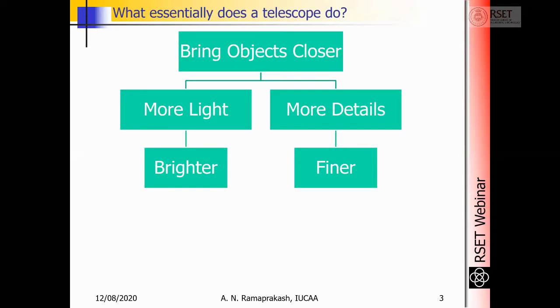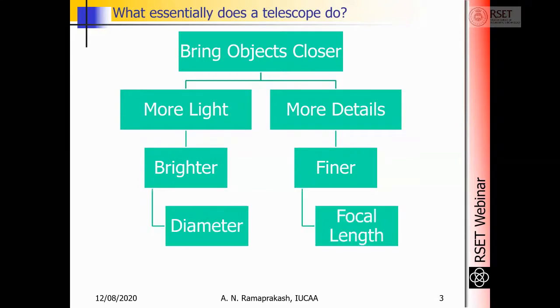To study very faint objects, which are otherwise invisible to the naked eye, and also to study them in great fine detail so that their fine structures are understood. Both of them are very important in modern astronomy.